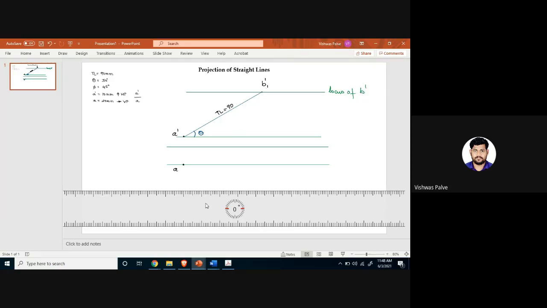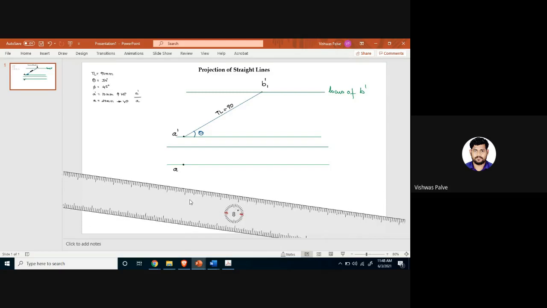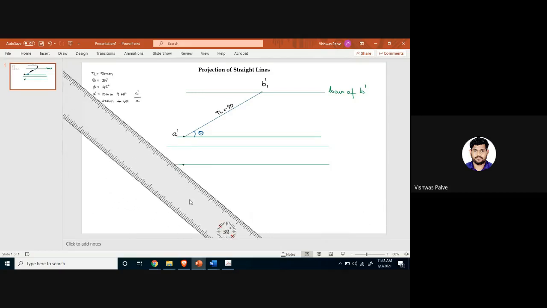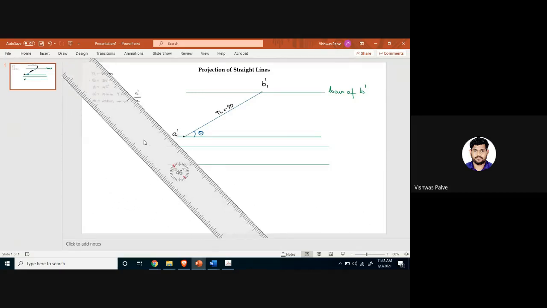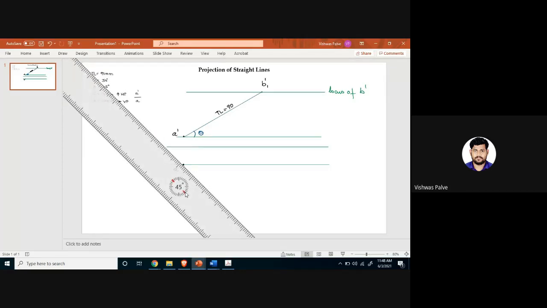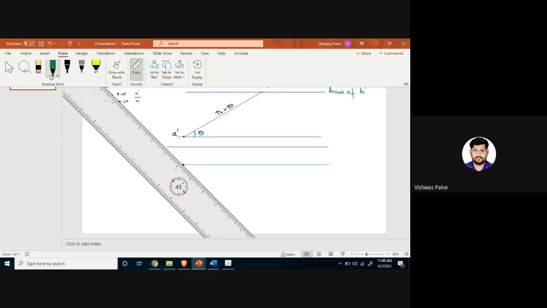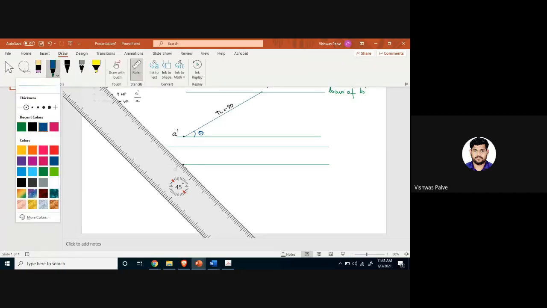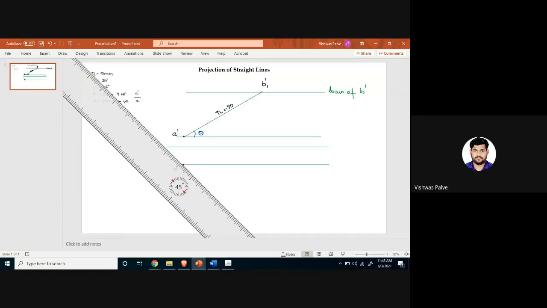After that, now we have to utilize this phi angle, 45 degree. So for that, set your protractor at 45 degree. I will set my scale at 45 degree, and you have to draw an inclined line. The length of that line will be again how much? 90 millimeter, which is inclined at an angle of 45. So somewhere here you will get that line. I'll extend this.